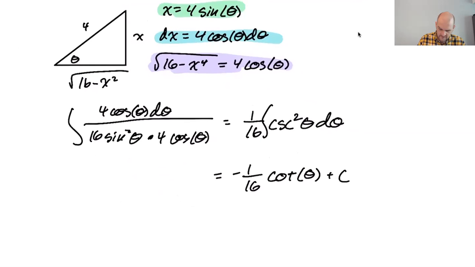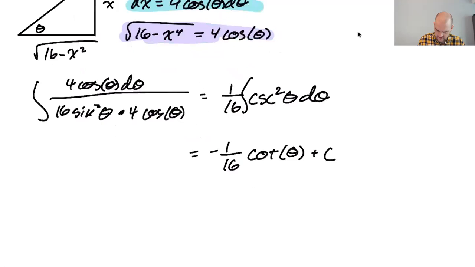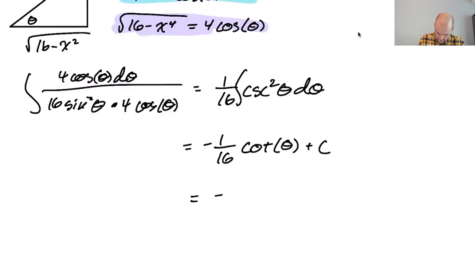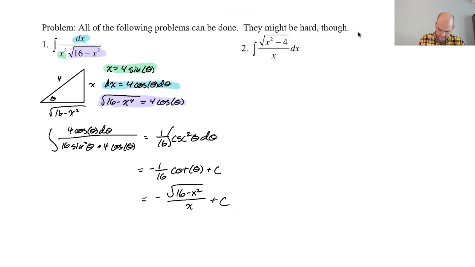We go to our triangle. So tangent is this over this, so cotangent is radical over x. So negative 1, what am I doing? Negative radical 16 minus x squared over x plus c. I think that's right. I don't know. I'll check them at the end, I guess.